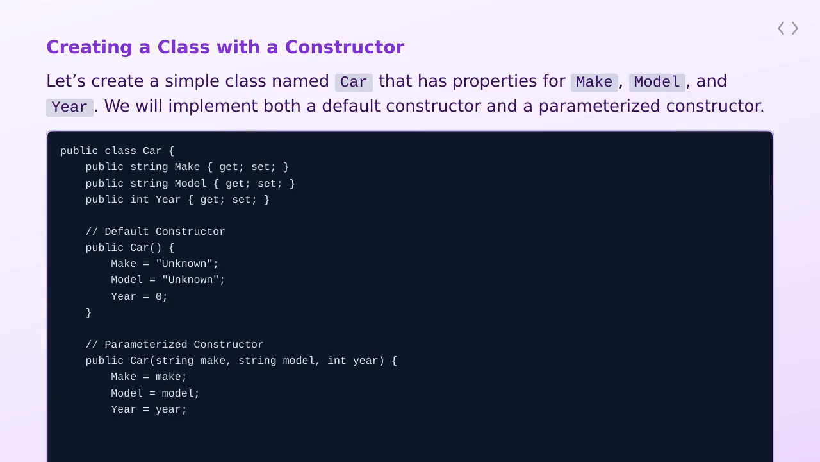Let's move on to creating a class with a constructor. Let's create a simple class named Car that has properties for make, model, and year. We will implement both a default constructor and a parameterized constructor. Review the class shown on screen and how its members are organized.